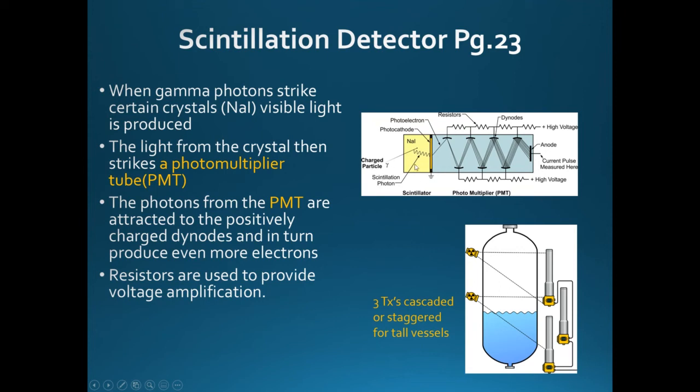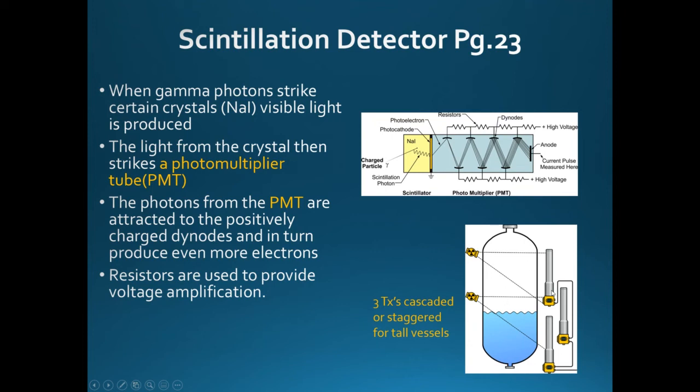A particle hits the photomultiplier tube here, and it bounces around. Every time it bounces, it multiplies itself and creates a current down at the end here, finally. These resistors are used to provide voltage amplification for our signal. A lot of detail, but it's good knowledge. Let's leave it at that.